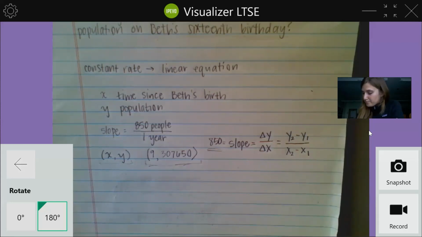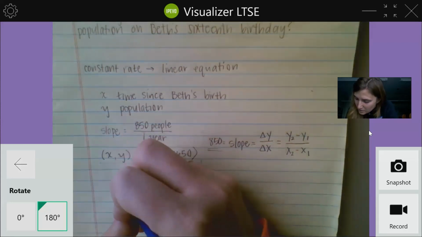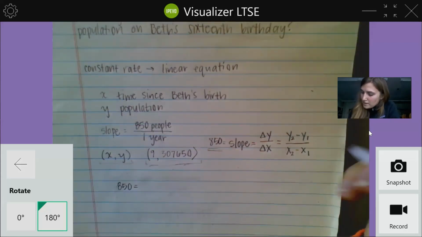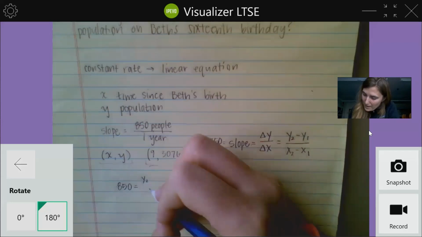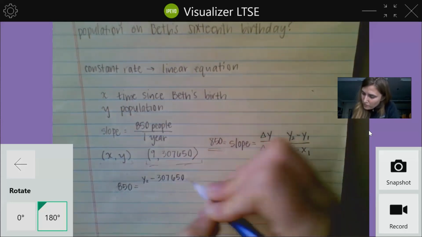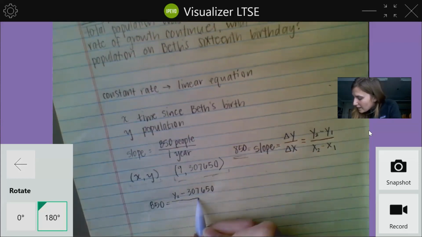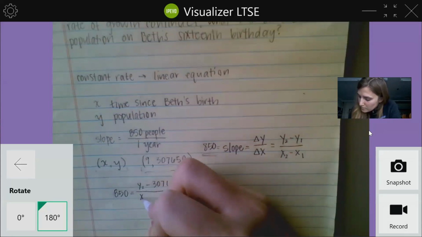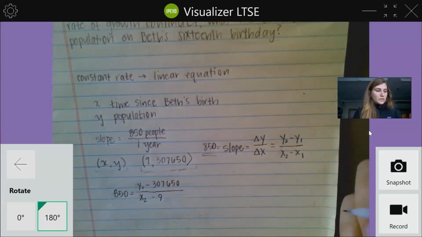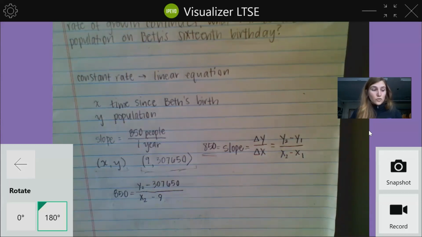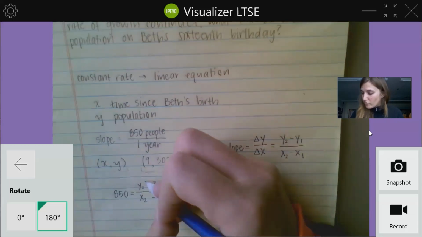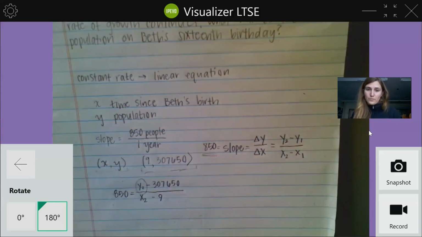So let's go ahead and do that. So again, we have 850 is our slope, and that is equal to y2 minus 307,650 divided by x2 minus 9. All right, and now what we're going to do is undo the subtraction and the division going on in here in order to solve for this y value.